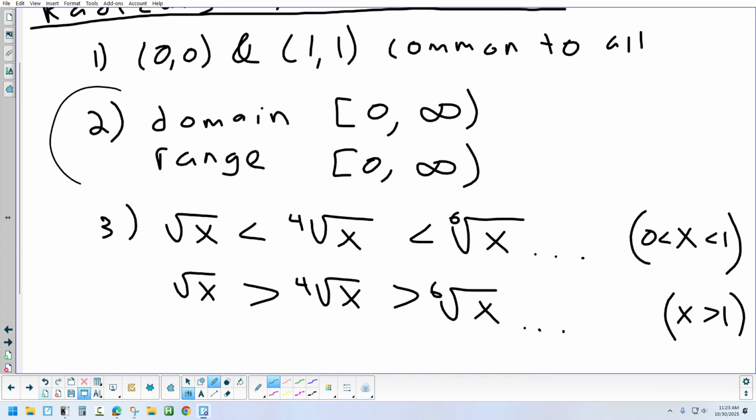And to describe which graph is above the other, you really have to describe it in 2 pieces. Are you looking between 0 and 1, or are you looking past 1? And that's the behavior we just described. And you can continue to extend that pattern: 8th root, 10th root, 12th root. You can keep going.